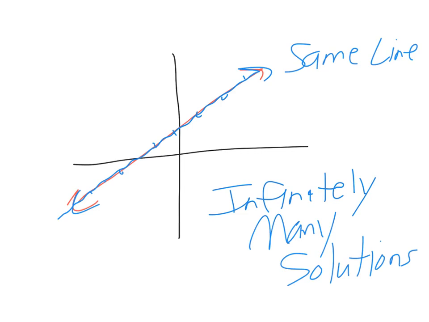So there are 3 scenarios that could happen. There could be one point, one solution, infinitely many solutions, or no solutions. So that is how we solve a system of equations: we solve it by graphing. And we graph the two lines and we see what happens.